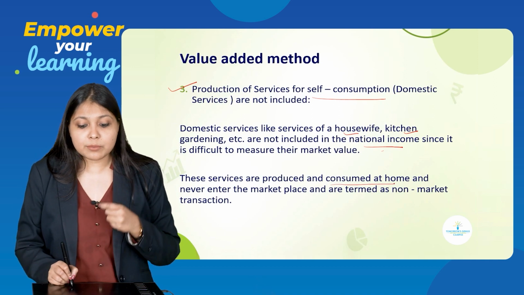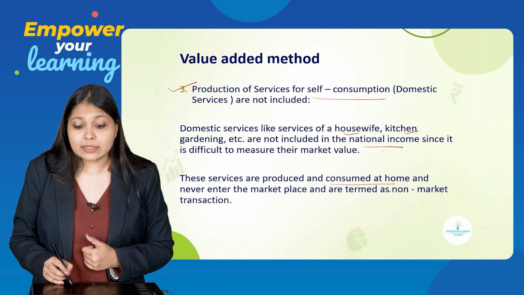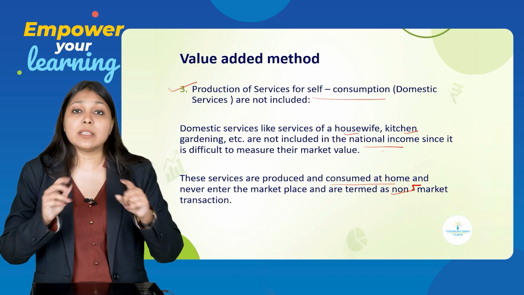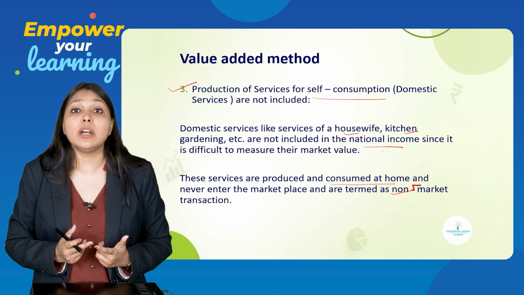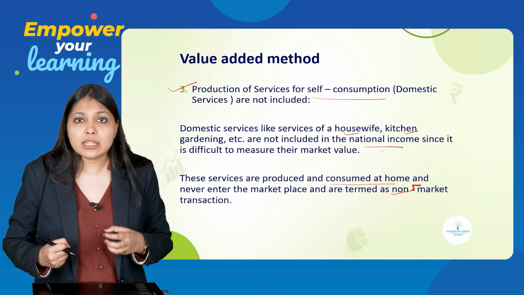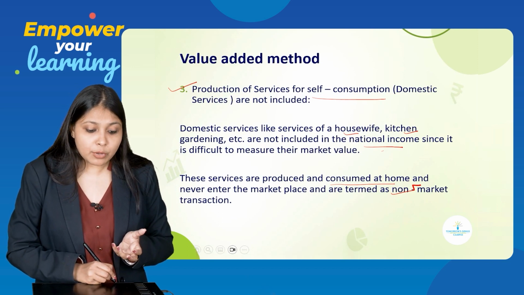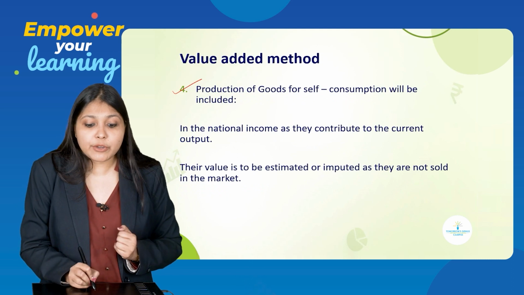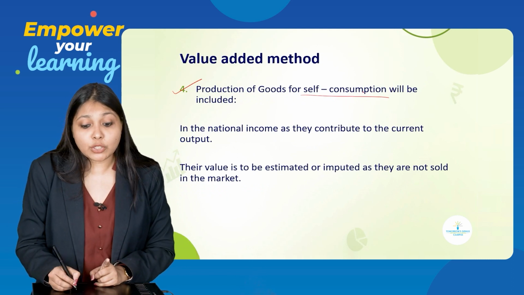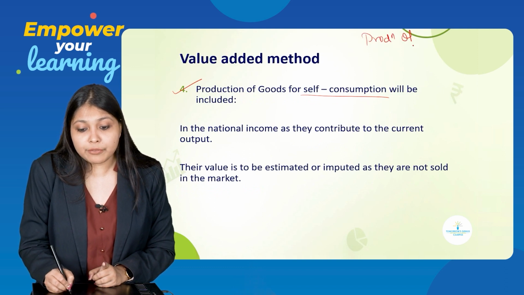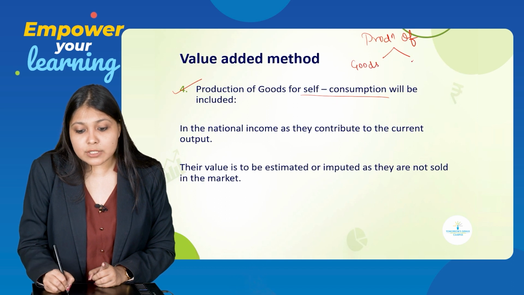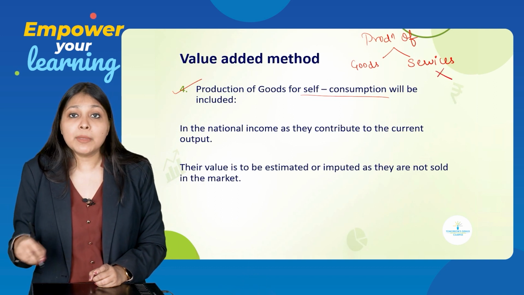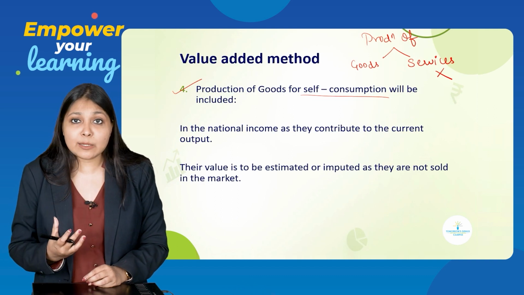These services are produced and consumed at home and never enter the marketplace, and are termed as non-market transactions. Why non-market transactions? Because these domestic activities are not going to enter into the market. All of these things are happening internally at our home. So, third point, production of services for self-consumption will not be included. Next, production of goods for self-consumption will be included. There are two things: production of goods and production of services. For services, it will not be included while computing national income, because it becomes difficult to find out the market value of those services.